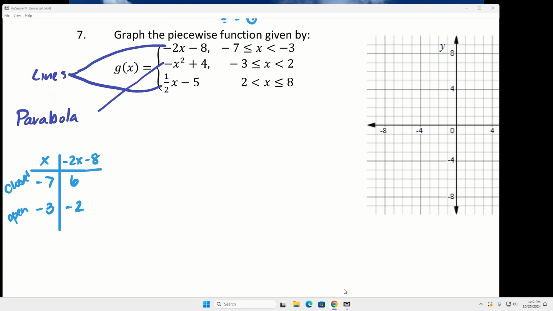All right, so for this little piece, we're going to go to -7, 6, and it's going to be a closed circle. And then we're going to go -3, -2, and it's going to be open. And then we're going to connect those points. That's our little line segment. All right, then we're going to have a little parabola section. It's going to be a little tougher. But you guys can do it. I'm not worried.